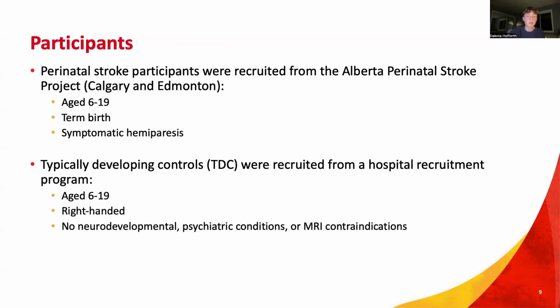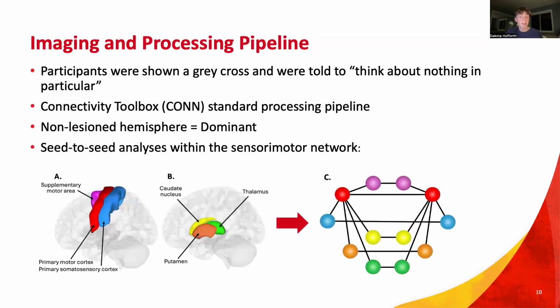Our stroke participants were recruited from the Alberta Perinatal Stroke Program and our healthy controls from a hospital recruitment program. All of our participants were aged 6 to 19. For my imaging analysis, I defined the lesioned hemisphere as the non-dominant hemisphere, and vice versa. Depicted in diagram C are my chosen regions of interest and their connections, depicted by lines connecting each node. This diagram is color matched to figures A and B.